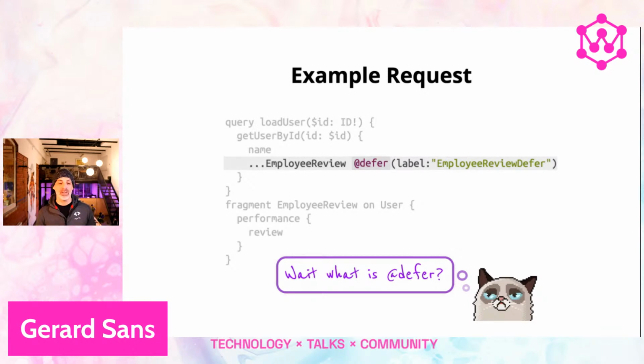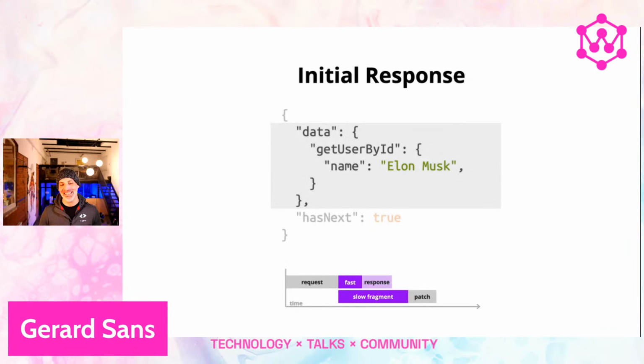So we found the fields that are being slow. And the only thing that I need to use here is a label. And that will be the way I identify the different patches. All right, let's ignore that. So let's see what the initial response will look like.